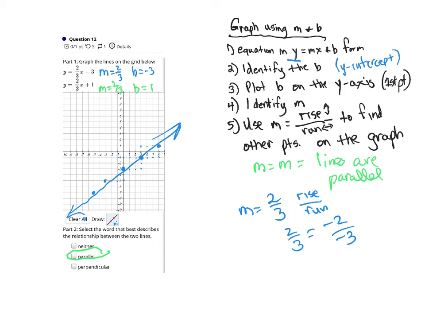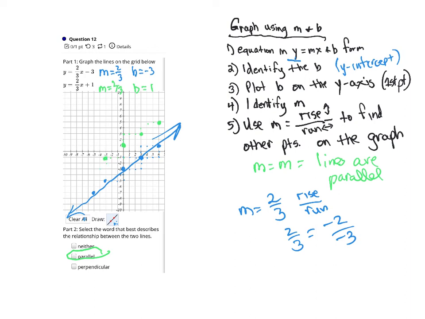So now let's do the green equation. This time the b is 1, so we're going to go to the 1 on the y-axis. It's always starting with the b on the y-axis, and then you use your slope to find your other points. Well, the slope is still 2/3, so I would go up 1, 2, to the right 3, 1, 2, 3. So up 2, right 3. And I can go down 2 and left 3.